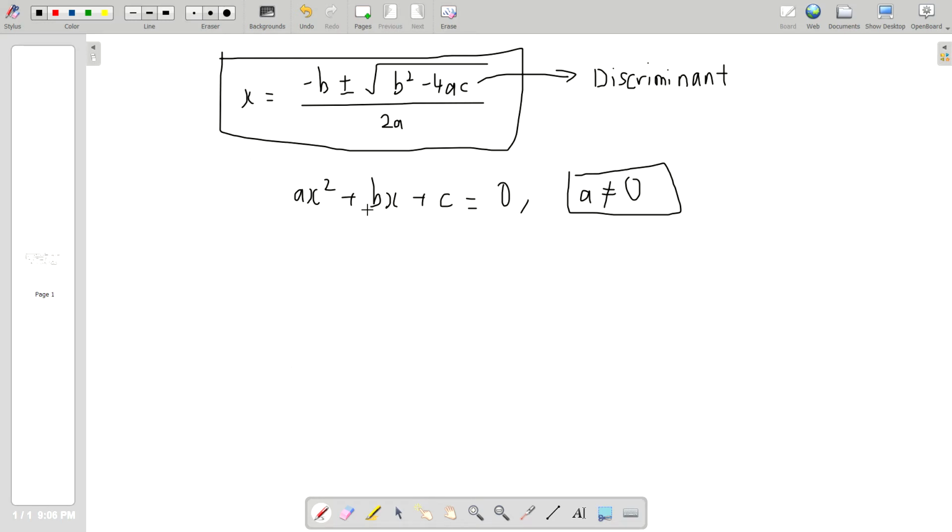If b were 0, basically we would just have some ax squared plus c equals 0. That's still a quadratic equation. For example, if you see an equation like x squared plus 4 is equal to 0, this is still a quadratic equation because in this case b is 0, right? But it is still a quadratic equation because we have a power 2. As long as there's a power 2 variable in your equation, it's a quadratic equation.